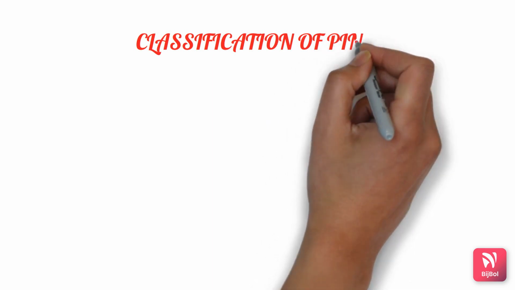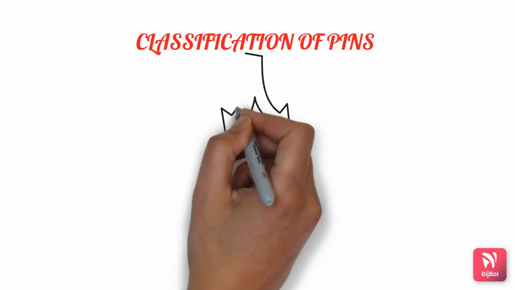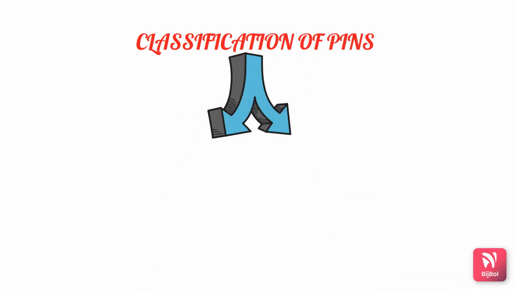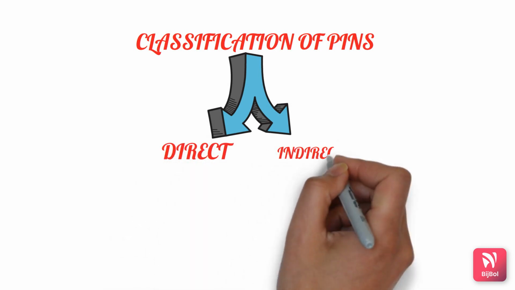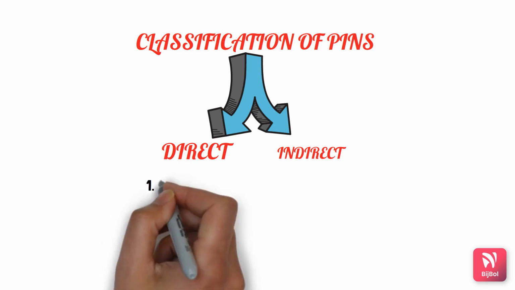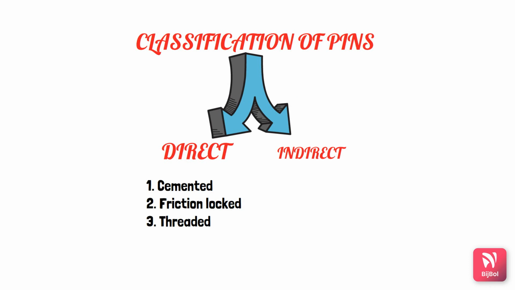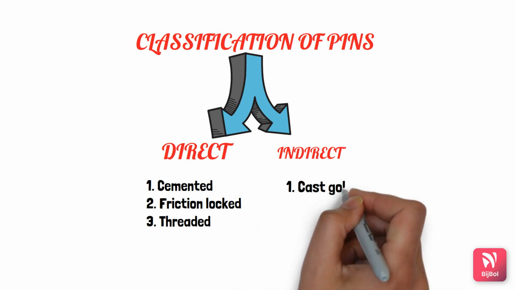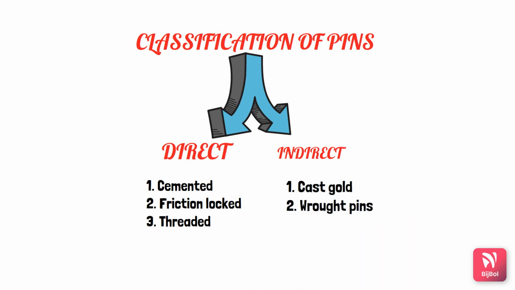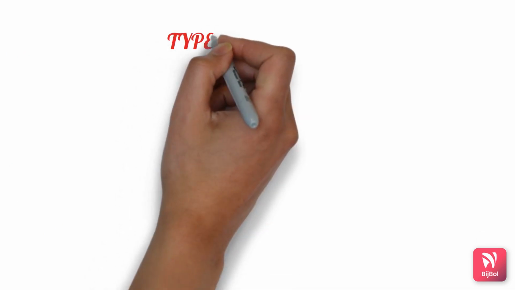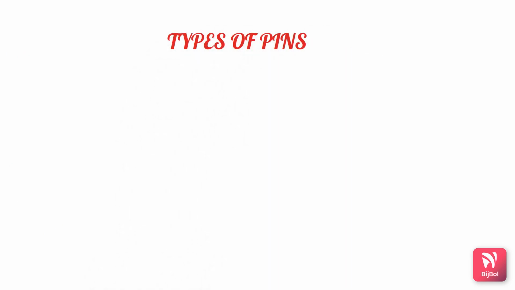Now see the classification of the pins. We have two. One is the direct or non-parallel, and another is the indirect or the parallel. Direct includes the cemented pins, friction locked pins, and the threaded pins. Whereas the indirect parallel pins we have cast gold pins, wrought pins.